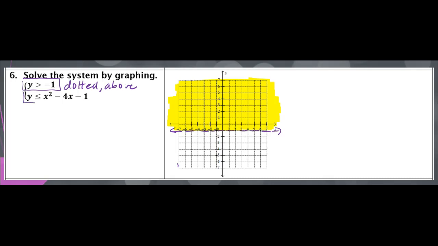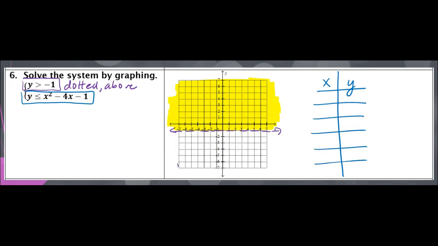Oops, I meant to use blue. We have to make a table of values. So I'm going to do that over here. And in order to make our table of values, there's only one part we have to do by hand. And that is we have to figure out what number goes in the middle of our table.